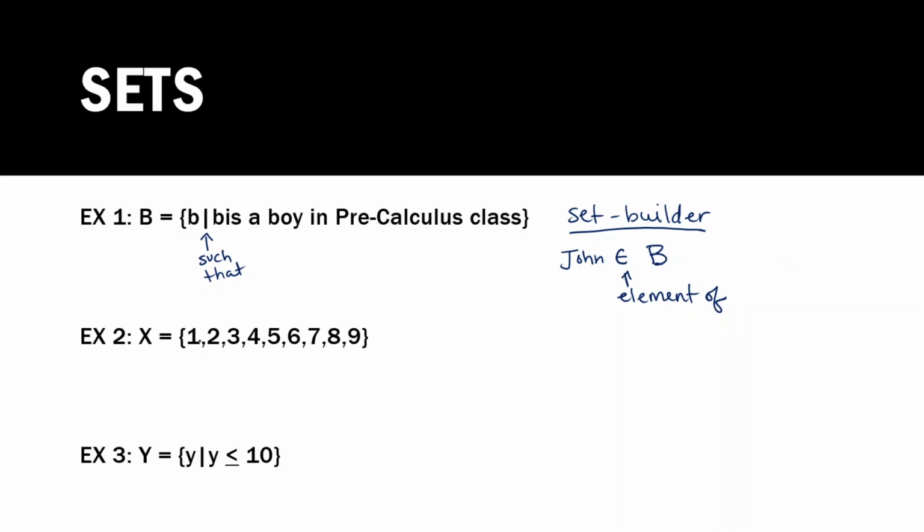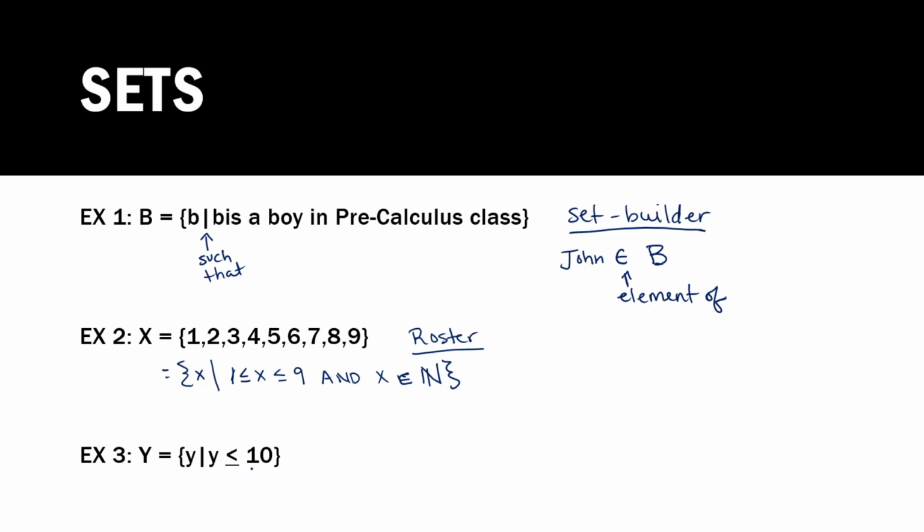Example 2, this is in roster or list notation. And I just list everything in the set. Now if I wanted to put this one in set builder, then I could use little x such that x is between 1 and 9, and x is an element of the natural numbers. And I could write this out and just say x is a natural number if you want. But that's roster notation.